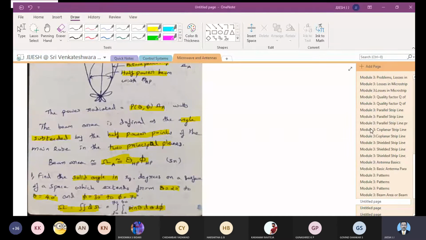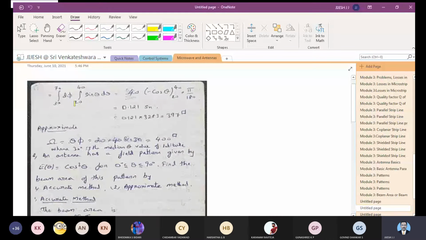See, all of you just go through the integration and understand that the integration of sine is quite simple. By substituting the limits, what answer will you get? Going very slowly: you can write the integral as the integral from 30 to 70 of d phi, and from 20 to 40 of sine theta d theta. Integrating d phi gives 70 minus 30, which is 40. Sine theta integrates to minus cos theta. Substitute the limits 20 to 40.